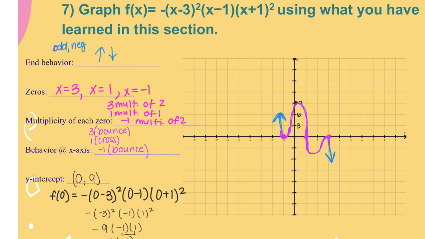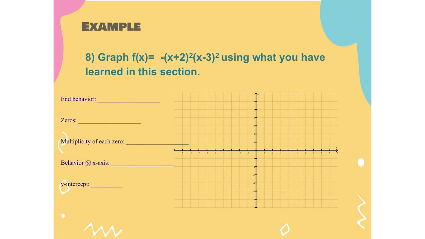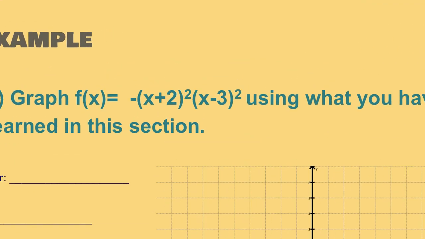All right, looking at the last example, same process. Find your zeros, find that multiplicity behavior at the x-axis, the end behavior, and then you could do your y-intercept. Or you can go in whichever order you want, but that's kind of the order I go in. So first thing I'm going to do is find those zeros.